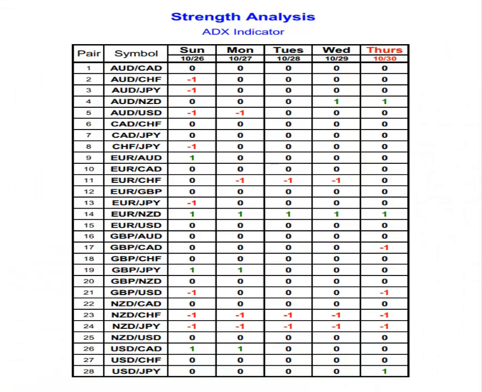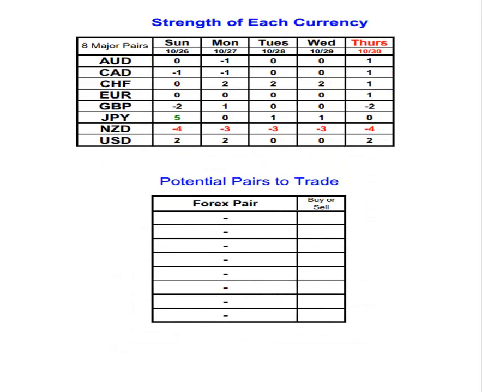Here's the ADX analysis chart for Thursday, October 30th. Please compare this with the results of your analysis. From the ADX analysis and our strength calculator, we have the following currency strengths. There aren't any strong currencies, but there is one weak currency. Again, there aren't any qualified pairs.